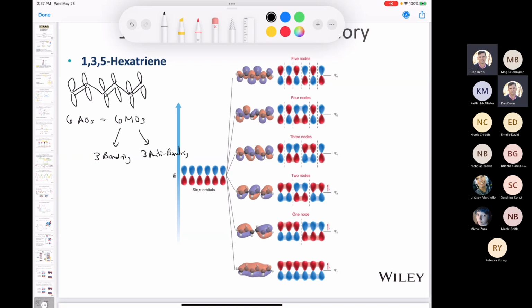Now, if you have a total of 6 electrons, 1, 2, 3, 4, 5, 6, in those p orbitals, that means that all 6 of those electrons are going to end up in the bonding molecular orbitals. You're going to have none in the anti-bonding. You can see that as we go from Psi1, Psi2, Psi3, Psi4, Psi5, Psi6, we go from 0 nodes to 1, 2, 3, 4, and 5 nodes.